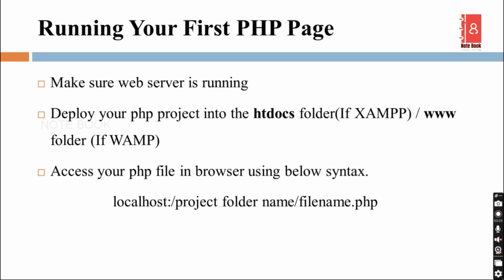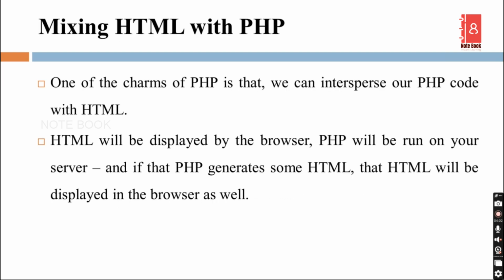Running the first PHP page. First we have to make sure that the web server is running. After the web server starts running, we can easily deploy our PHP code into the htdocs folder. Whatever PHP code or PHP projects we have done, we have to put into the htdocs folder if we are using XAMPP. Then we can access the PHP file in the browser using the syntax: localhost/project folder name/filename.php. We can easily access the PHP file using a web browser.